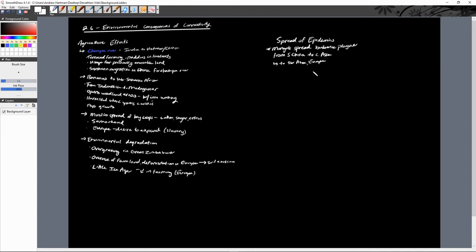I shouldn't say especially, it's just that Europe is the one we have the most chronicles of, which again might be a Western bias and point of view coming in. And so this kills one third of people in Europe, which is a lot of people.